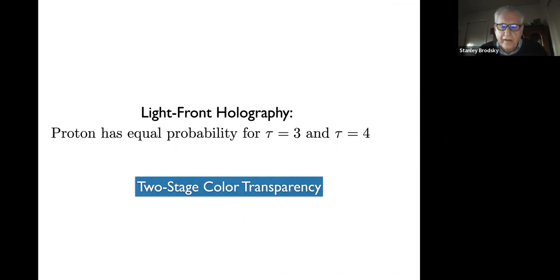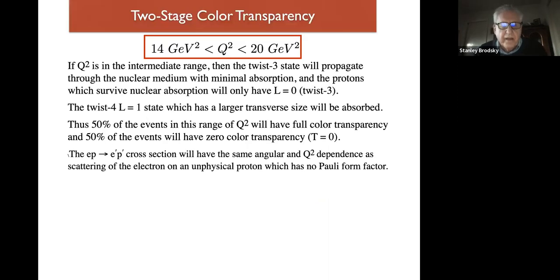Equal probability for L equals 0 in the proton and L equals 1. And so that's how, with the origin of the two-stage color transparency, they actually have equal steps. That's interesting. Okay, so just to summarize a little bit, if you're in this range of Q squared, you'll see that the twist 3 states start to propagate through the nuclear medium with minimal absorption, and then the orbital angular momentum L equals 1 state will have large transverse size.